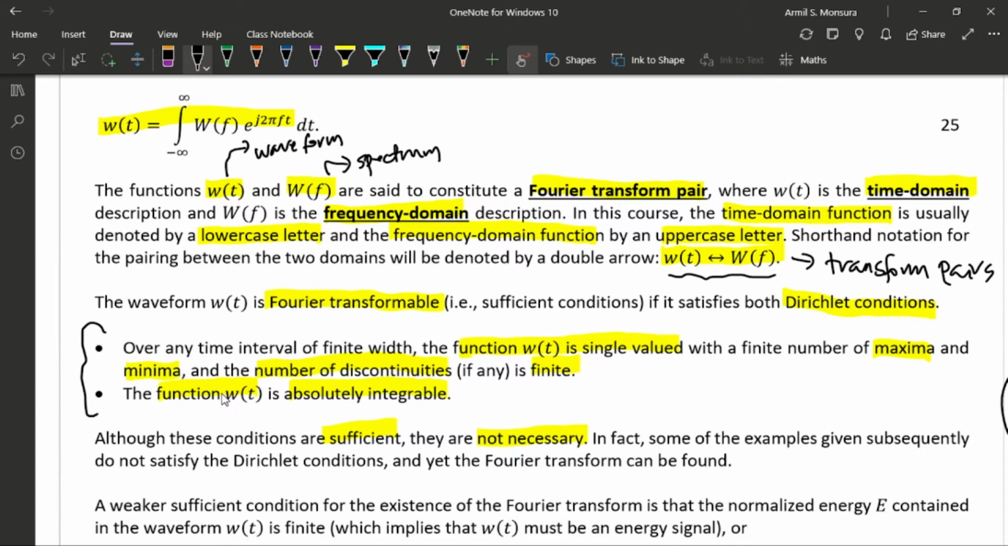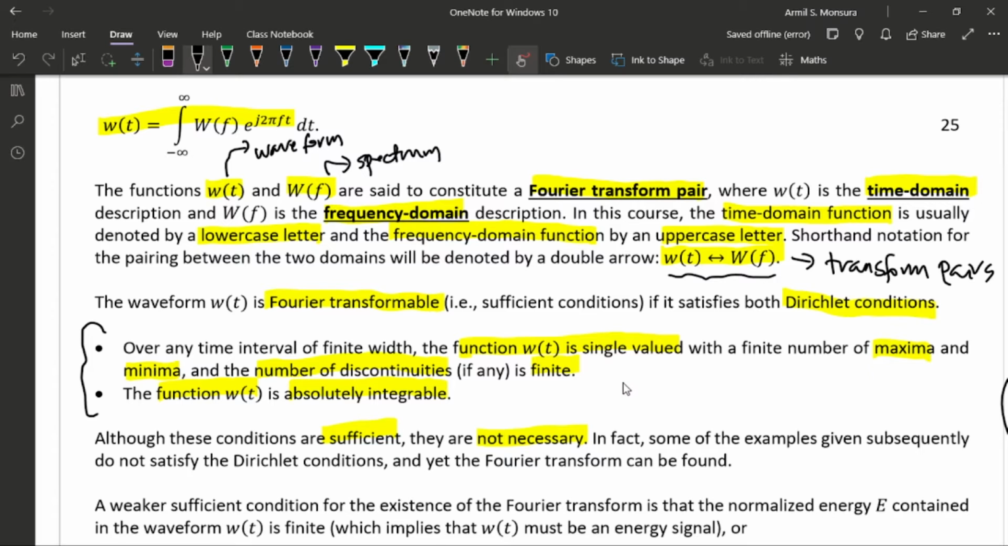If you recall this from lesson 3.1, wherein we enumerated the conditions that are required for a waveform to be physically realizable. These two are actually consistent with those conditions. Therefore, it means that all practical signals, or all physically realizable signals, should have a Fourier transform.